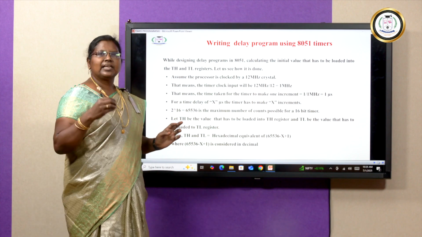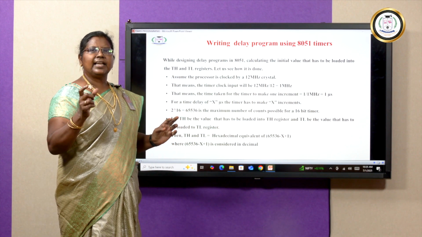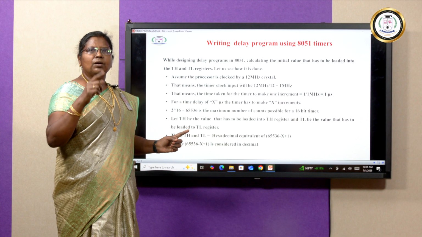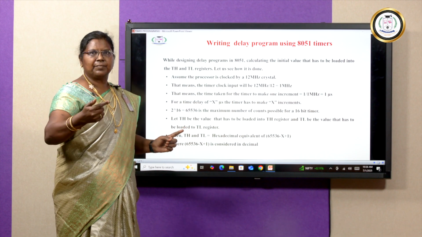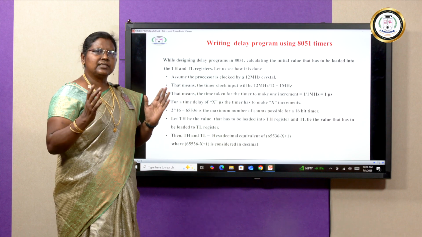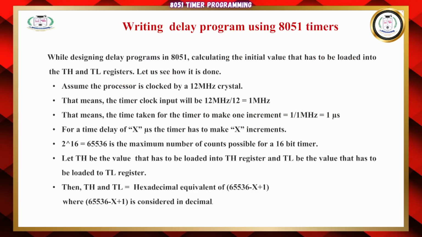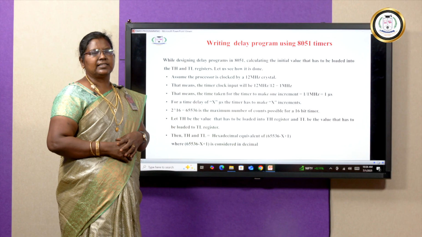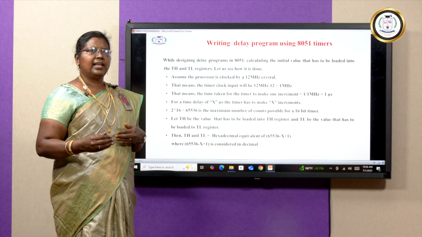Next, we are going to calculate the delay. To get a delay of x microseconds, we make the timer increment x times. One clock pulse gives one increment, so x clock pulses give a delay of x microseconds. Because I am going to use a 16-bit timer, the total count will be 2 power 16, which is 65,536 in decimal, or 64K.